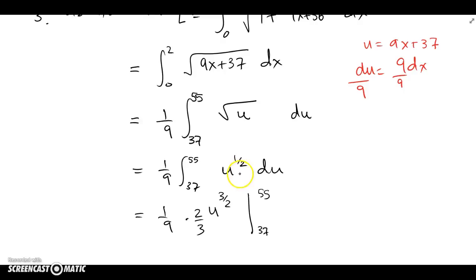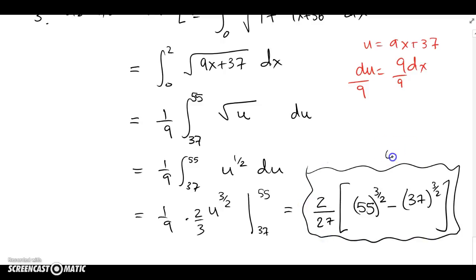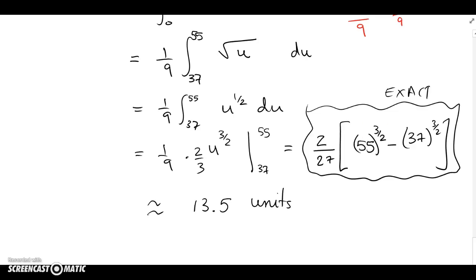So that's just u to the half, and we're going to integrate that and get u to the 3/2 times 2/3, with the 1/9 that was out in the front. Let's plug in our limits of integration. So that's basically the arc length in exact form. This is how long the curve is over the interval 0 to 2. And let's see what approximately that is and if that makes sense graphically. If I punch that into my calculator, it's approximately 13.5 units.